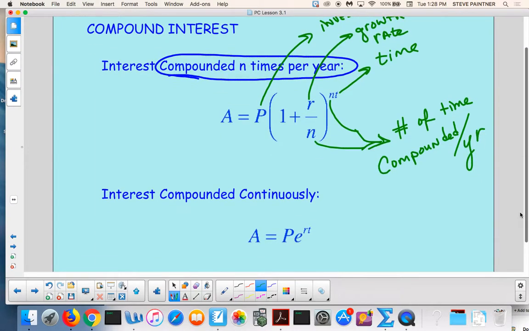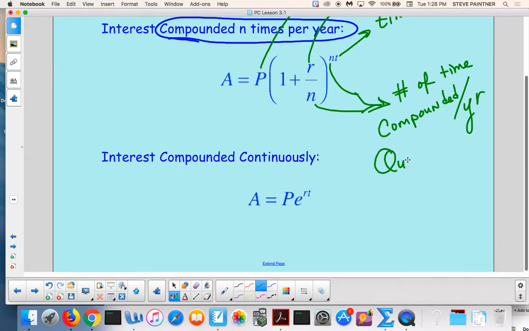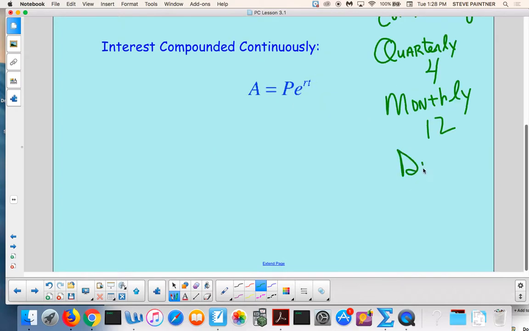So guys, if I tell you quarterly, you're thinking I get paid what? 4 times. Monthly, you're thinking what? 12. Daily, you're thinking what? 365. Okay. What else? Annually. Once. Semi-annually. Twice. How about every second? Continuous. Every second it grows. That's continuous growth.